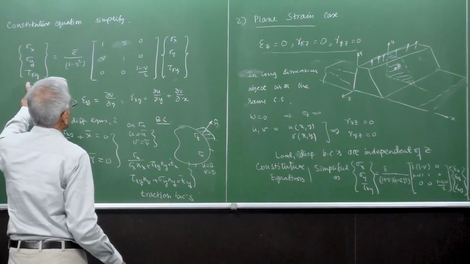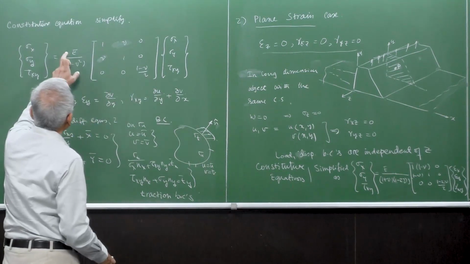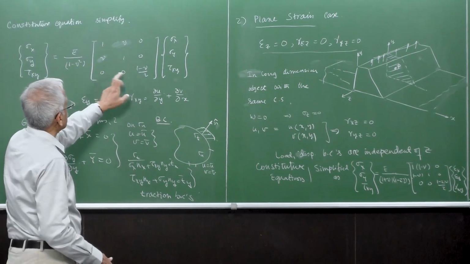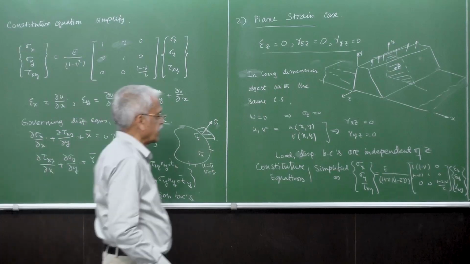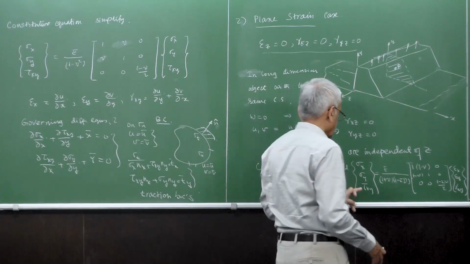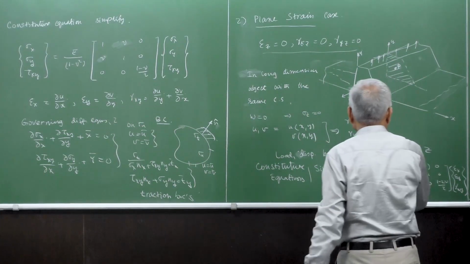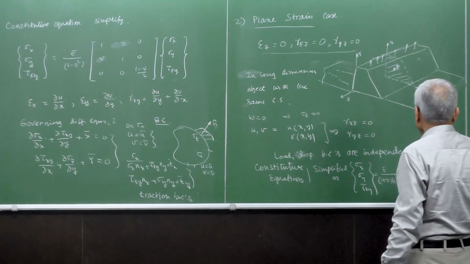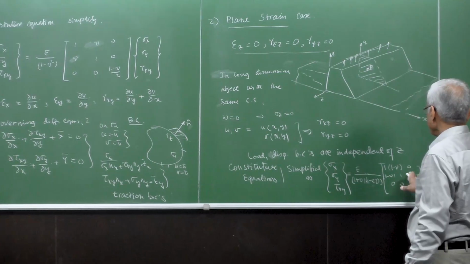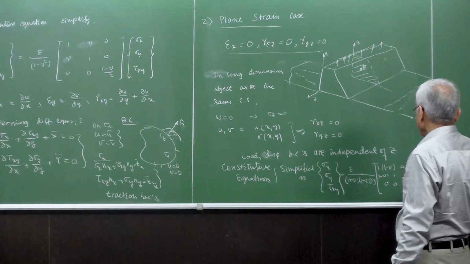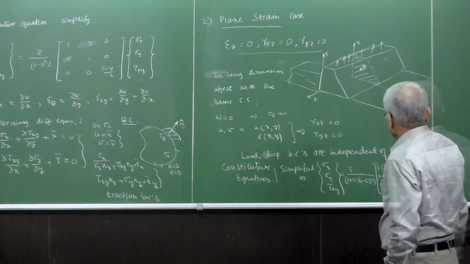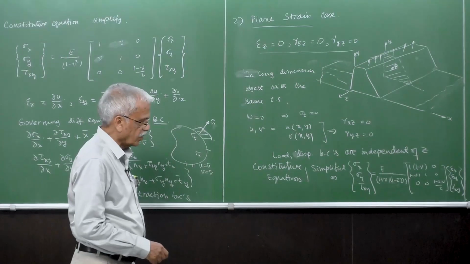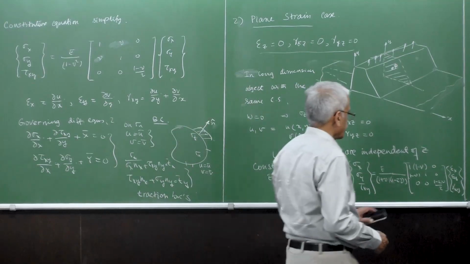The relationship between stress and strain here is E by 1 minus nu square times the matrix 1, nu, 0; nu, 1, 0; 0, 0, 1 minus nu by 2, whereas here it is sigma x, sigma y, tau xy, and it is E by 1 plus nu times 1 minus 2 nu, with the matrix 1 minus nu, nu, 0; nu, 1 minus nu, 0; 0, 0, 1 minus 2 nu by 2. Okay, so that's how. I'm sorry, there is a very small difference here.